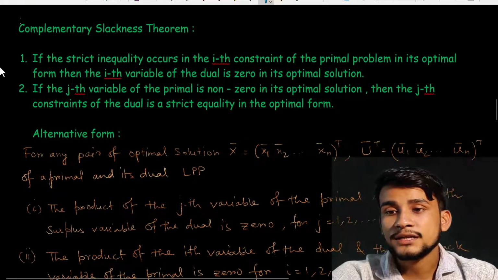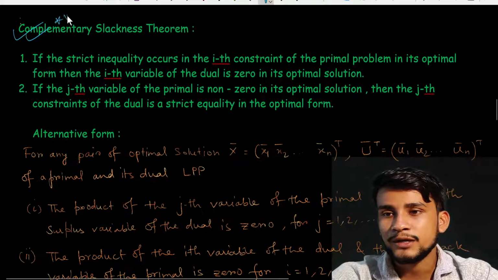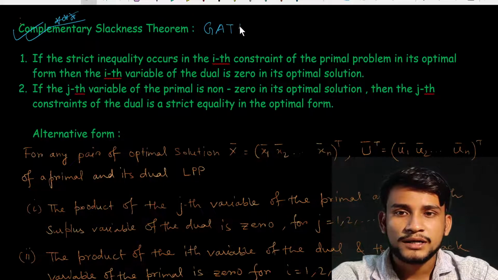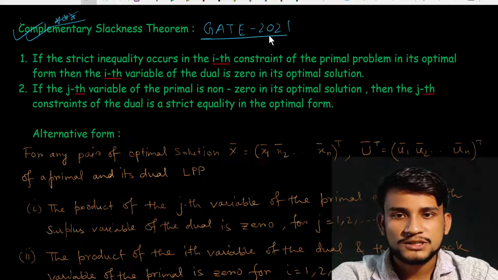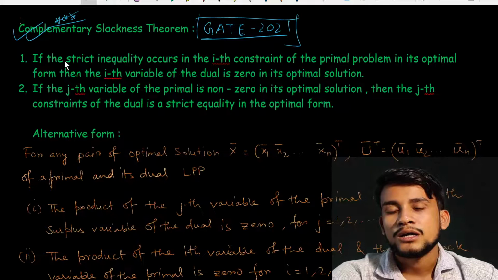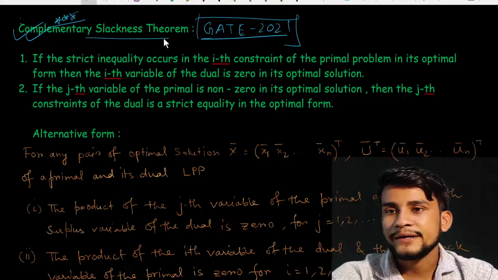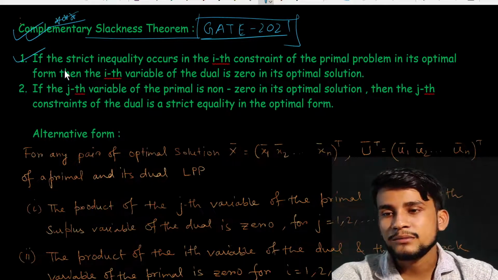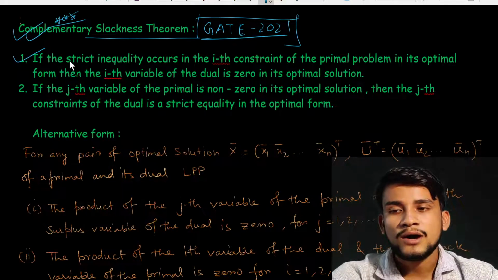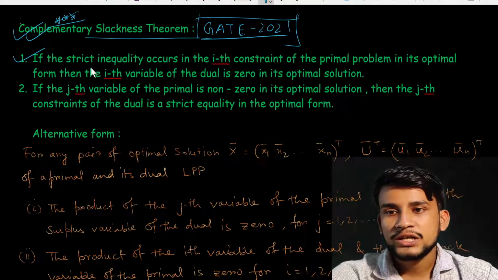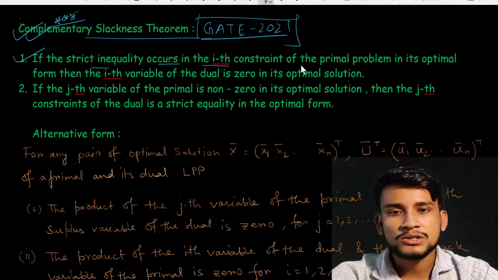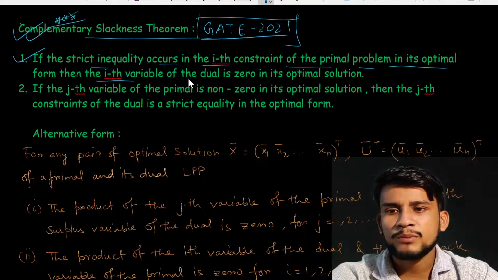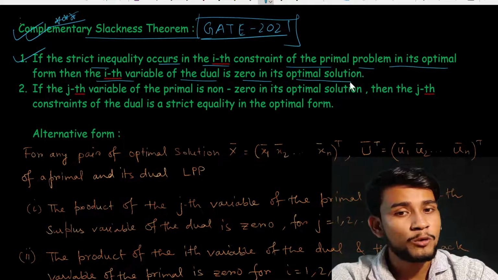Now let us come to the most important theorems of duality. Based on this theorem there are questions from GATE 2021. So this is the most important theorem of duality, which is the complementary slackness theorem. It has 2 parts. The first part is, if the strict inequality occurs in the ith constraint of the primal problem in its optimal form, then the ith variable of the dual is 0 in its optimal solution.